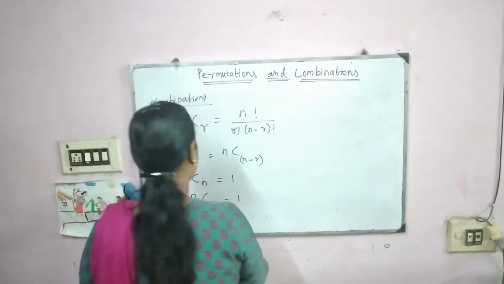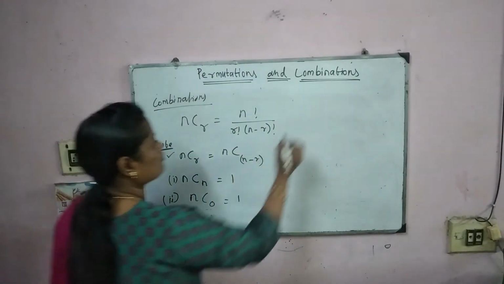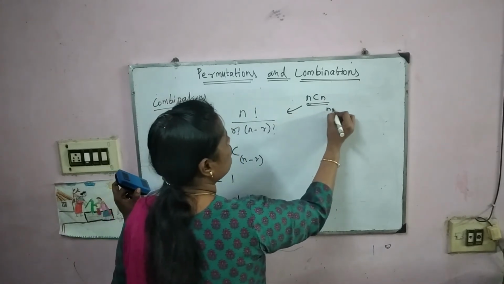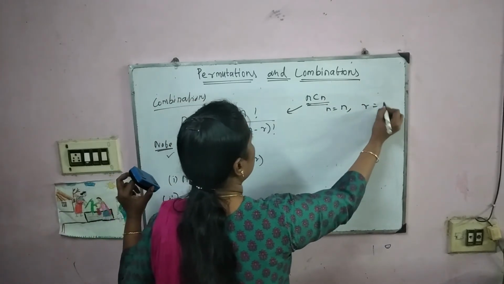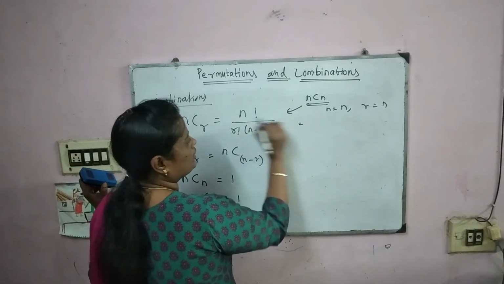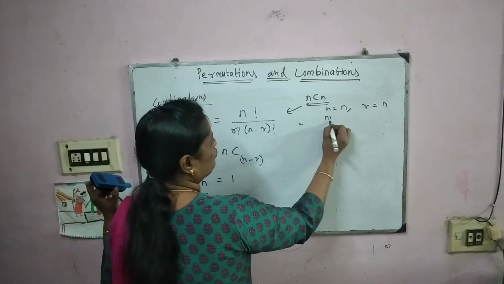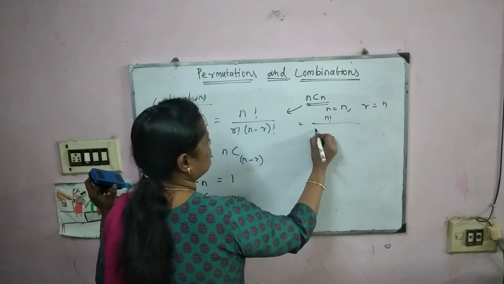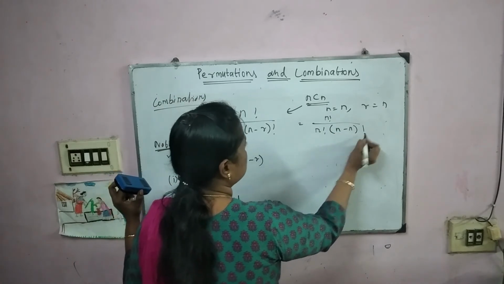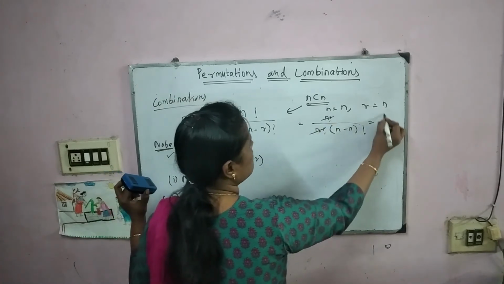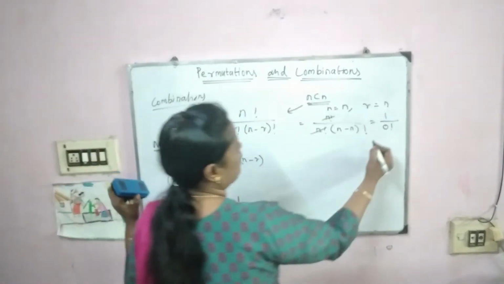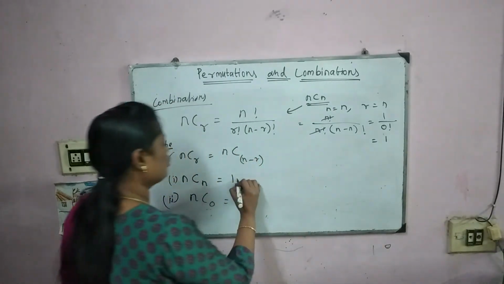The first one, nCn proof. Here you have to take n is equal to n, r is equal to n. Substitute the same thing in this formula. So you will get n factorial divided by r factorial, which is n factorial, into (n minus n) factorial. Here this n factorial gets cancelled. This is 1 by 0 factorial. 0 factorial is 1. Therefore 1 by 1 is 1. So we got the result.